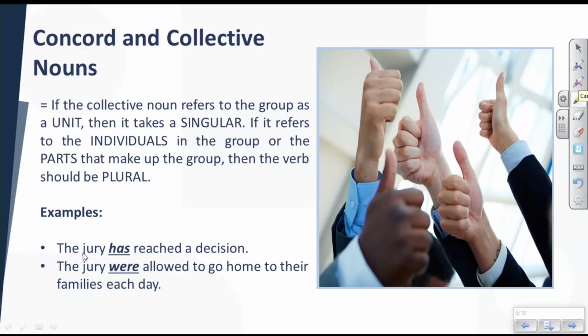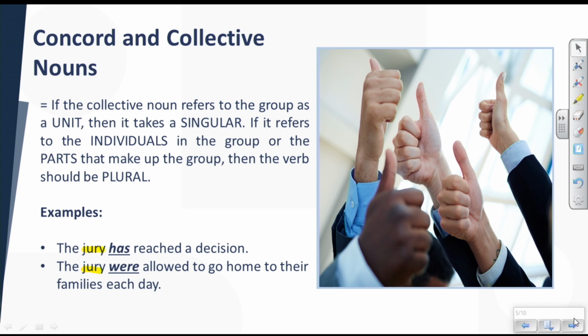So let's use a different noun such as jury. So the jury has reached a decision. Here I see the jury as a unit. However, if I say the jury were allowed to go home to their families each day, now I consider the members of the jury being granted the chance of visiting their families each day. So in the first example, I see the collective noun as a unit, and in the second, I see the collective noun as a combination of members or elements, and then I use the verb in the plural form.